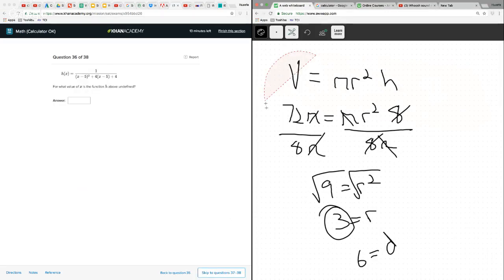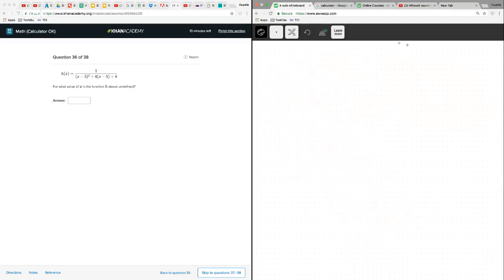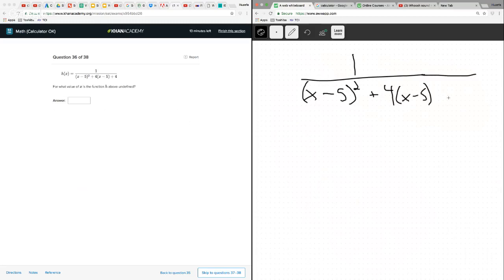3 problems remaining. So this is nice because we have 13 minutes to do the last 3, and these are going to be harder. So we got this crazy function. For what value of x is this function undefined? Undefined has to do with when this entire denominator with a fraction like this goes to 0. So what does that mean? It means all we care about is when this denominator, (x minus 5) squared plus 4(x minus 5) plus 4, equals 0. And we solve. That's it.